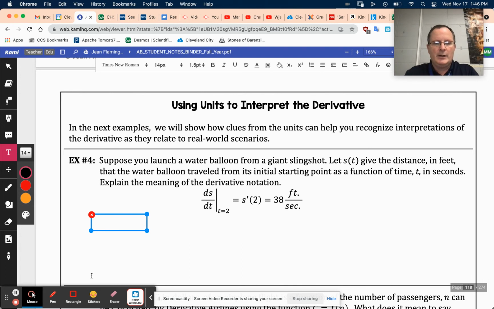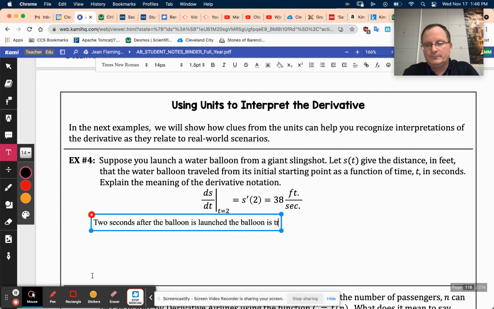So I could say 2 seconds after the balloon is launched, the balloon is traveling at a velocity of 38 feet per second. Okay, so that's example 4.